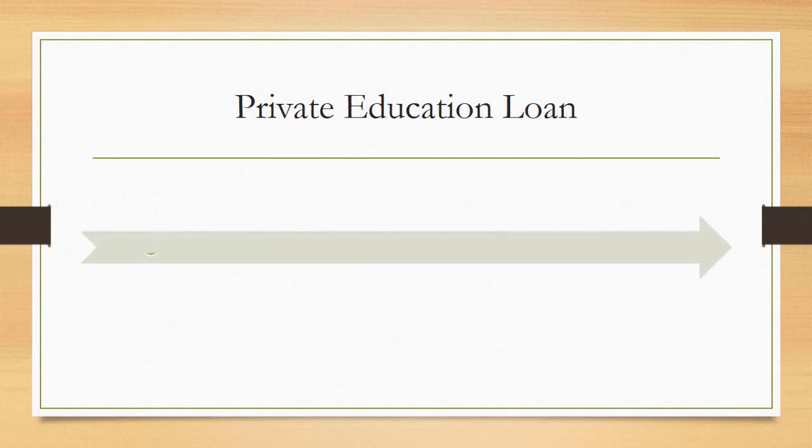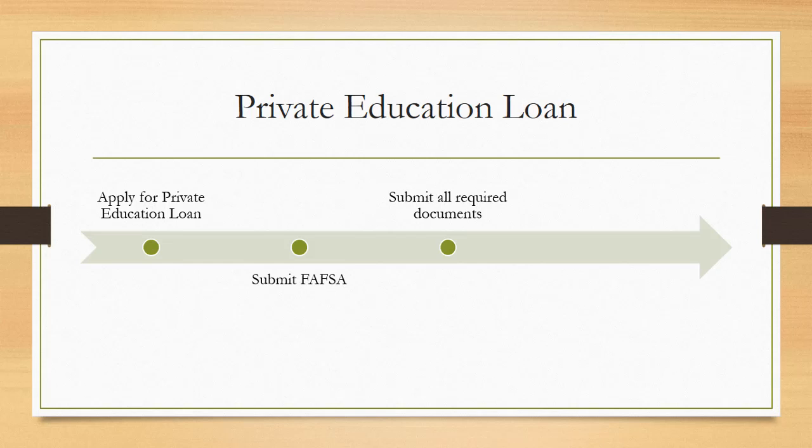Step 1. Apply for a private loan with the lender of your choice. Step 2. Have a valid FAFSA on file. Step 3. Submit all required documents. Step 4. Enroll in 6 or more credit hours.